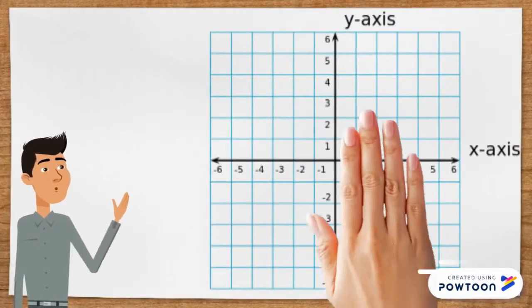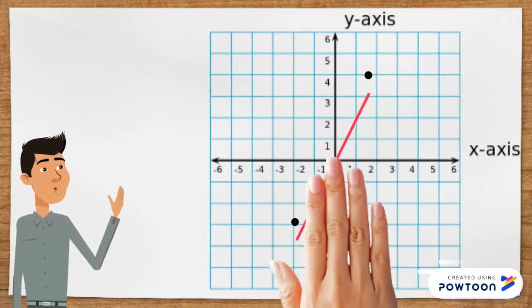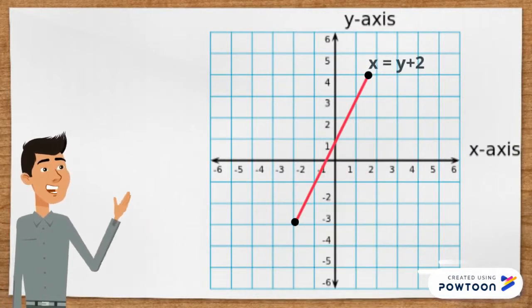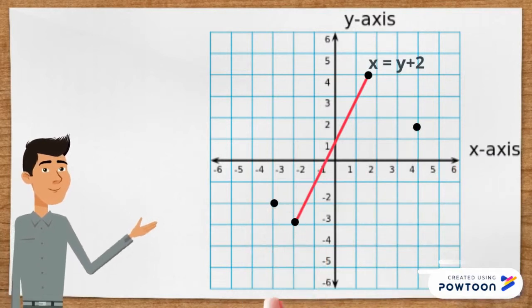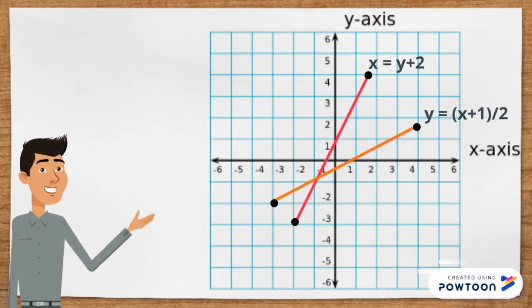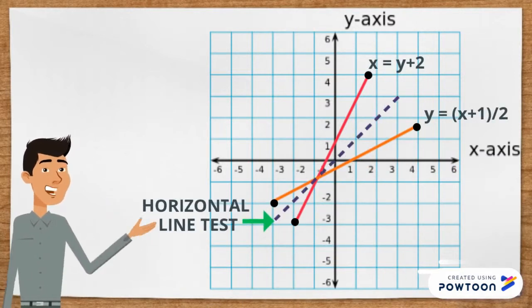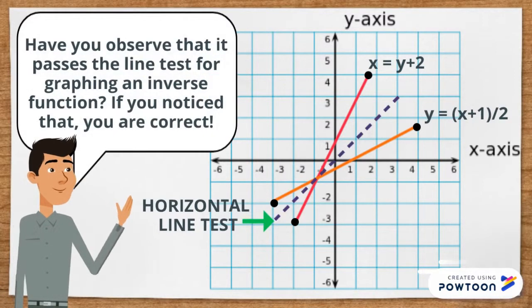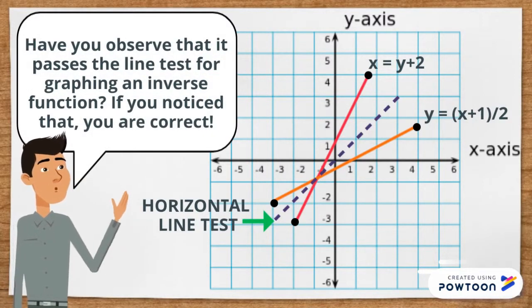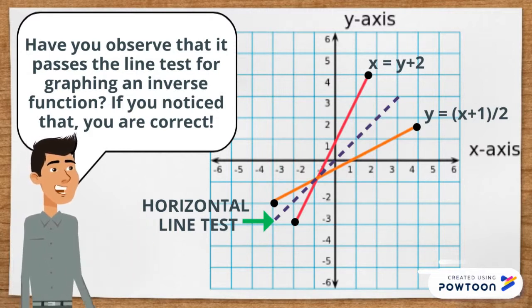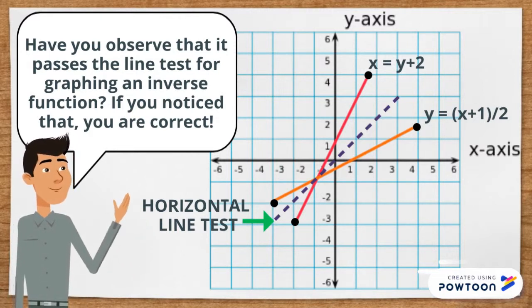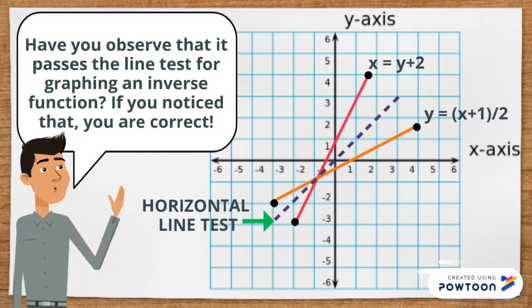Hi guys, we're going to plot the points of the equation x = y plus 2 and the points of the equation y = (x plus 1) all over 2 and have its own horizontal line test. Have you observed that it passes the line for graphing an inverse function? If you noticed that, you are correct!